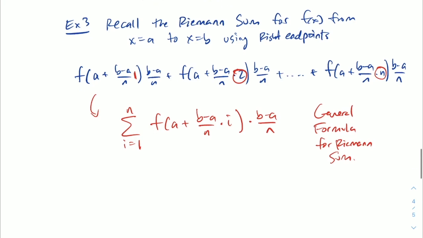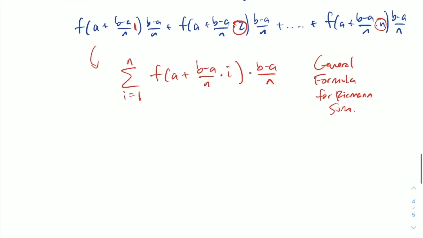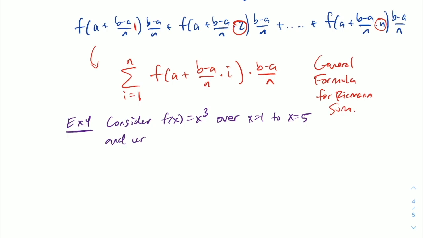Okay, let's look at one more example. We're going to use this general formula to write the area approximation for a new function. So consider f of x equals x cubed from x equals 1 to x equals 5, and write the Riemann sum in sigma notation.